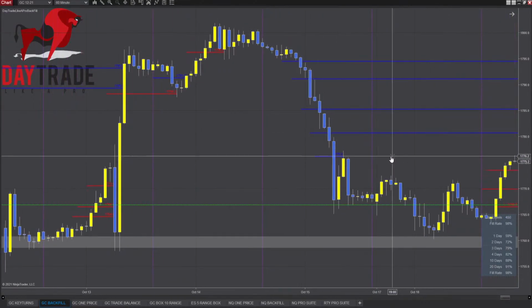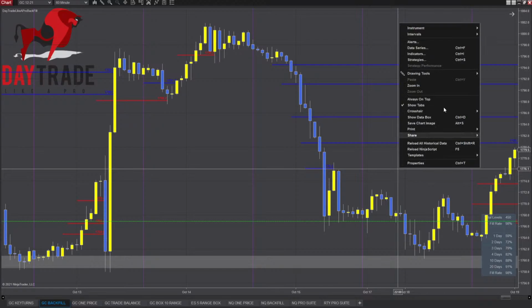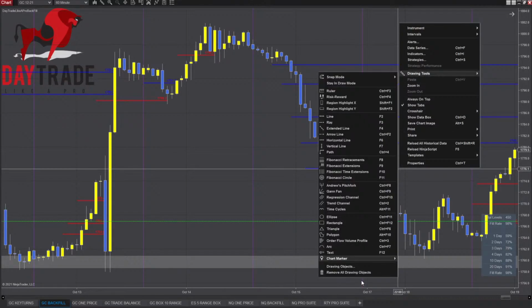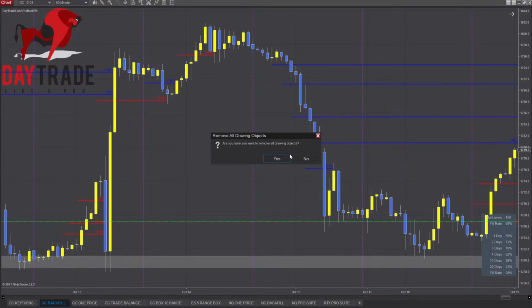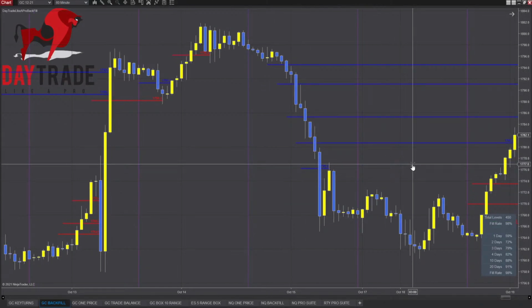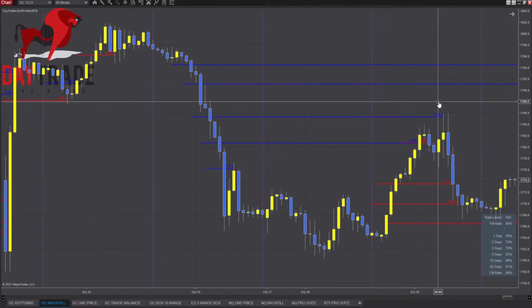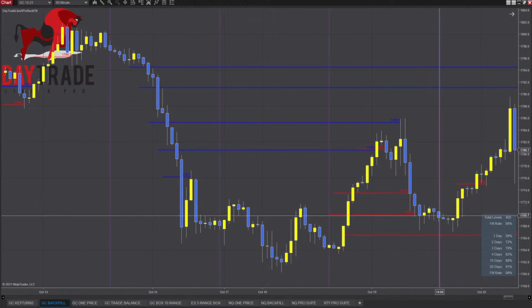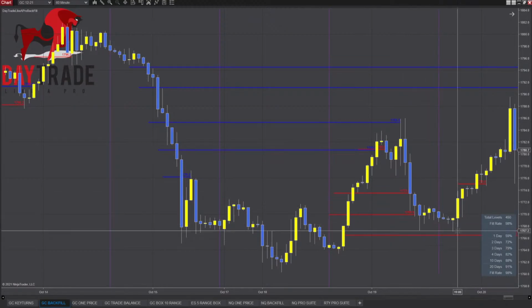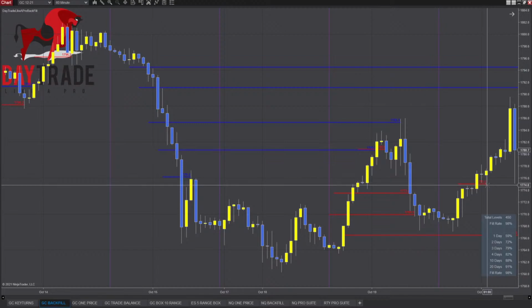So let's see what happens here. We're going to get rid of all of our drawing tools, and let's just watch how it comes back here. Comes back, touches, and then where does it come back to? Basically really close to this backfill. These all fill, but really close to this one. There's an opportunity to buy that's kind of a momentum trade.